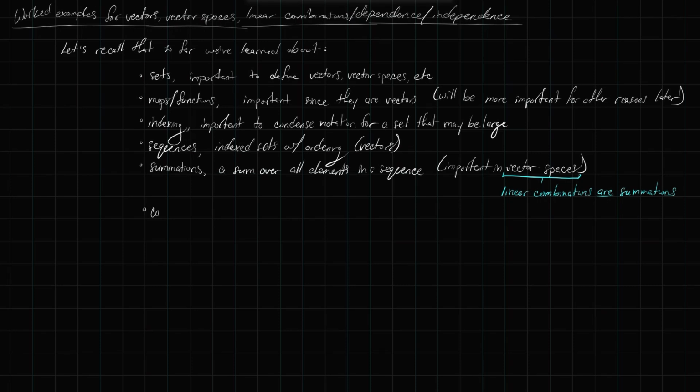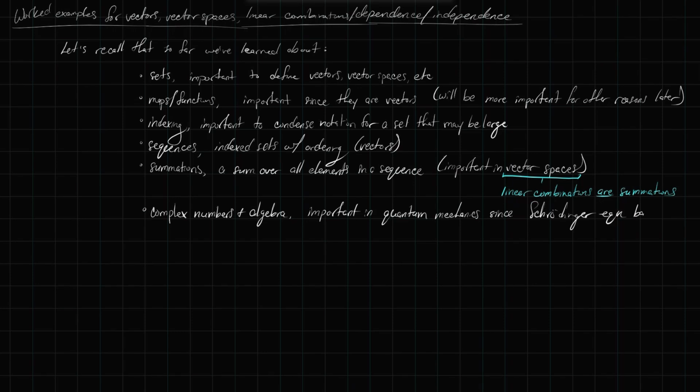And finally, we've learned about the complex numbers and the algebra of complex numbers. And this is very important in quantum mechanics, since the Schrödinger equation bakes the imaginary number right into it. And basically where we're headed is that quantum mechanics, let's call it QM, exists in a complex vector space. So this is where everything came together.